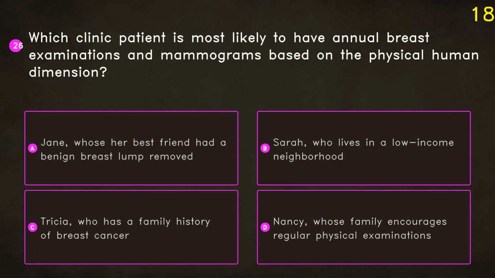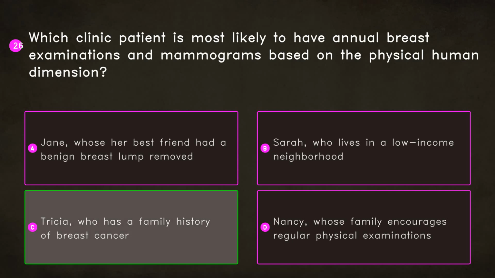Question 26. Which clinic patient is most likely to have annual breast examinations and mammograms based on the physical human dimension? A. Jane, whose best friend had a benign breast lump removed. B. Sarah, who lives in a low-income neighborhood. C. Tricia, who has a family history of breast cancer. D. Nancy, whose family encourages regular physical examinations. The correct answer is Tricia, who has a family history of breast cancer.